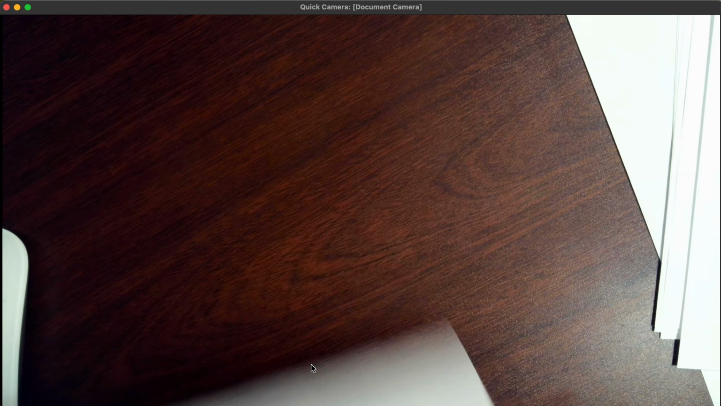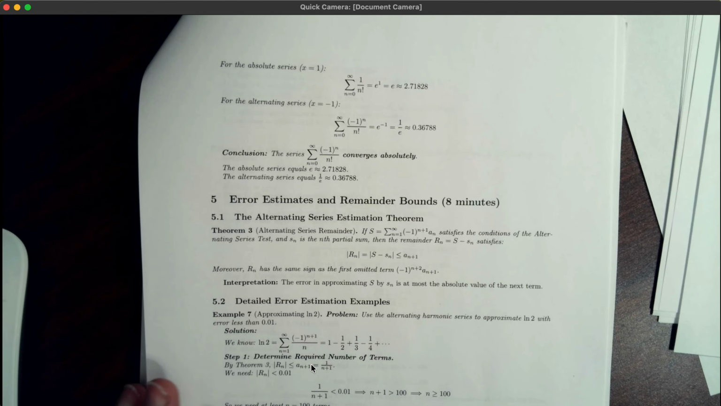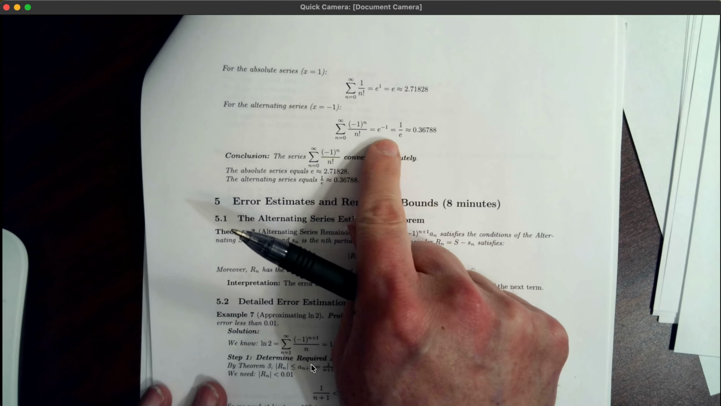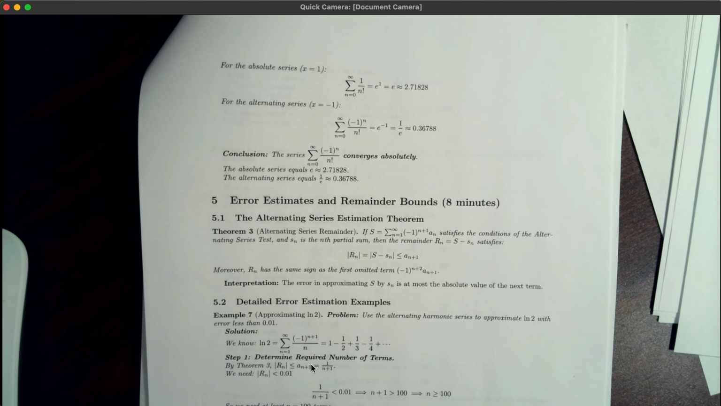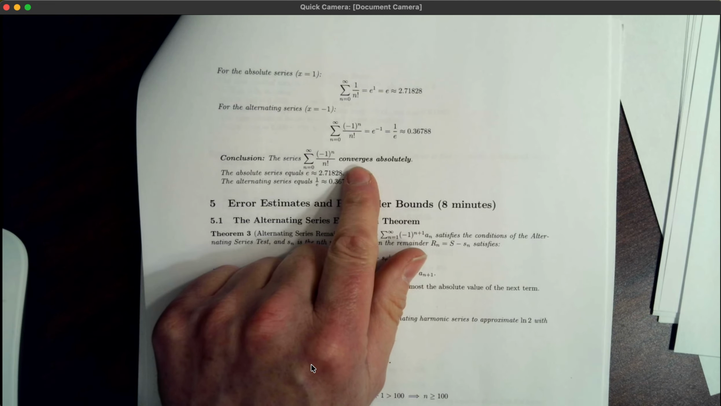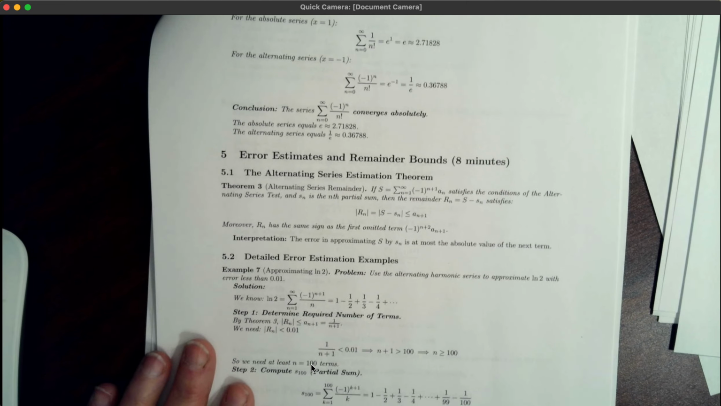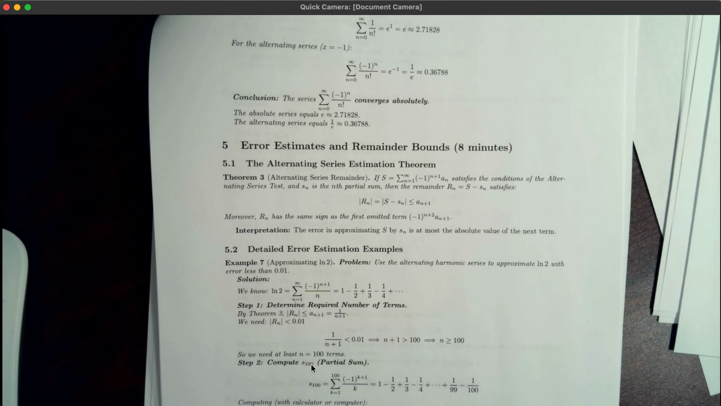And in fact, we'll learn this later when we learn about power series and Taylor series. We'll learn how to prove that this series is actually equal to e to the minus 1 power, and it converges absolutely. So I invite you to try out example 6 on your own. Let's move on to the last thing I want to show you, which is the error estimate and remainder bound.